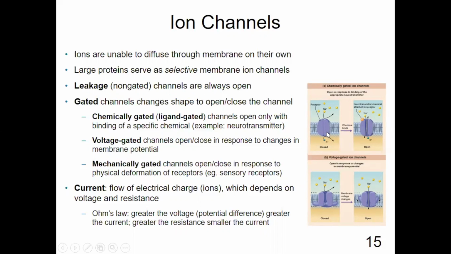Here is the ion channel. It is closed, and neither sodium nor potassium can move across this cell membrane. However, after a neurotransmitter has bound to the ion channel, and again, this is a chemically gated ion channel, the neurotransmitter binding to that ion channel causes it to open, and now we can see ions are able to flow or move across the cell membrane.